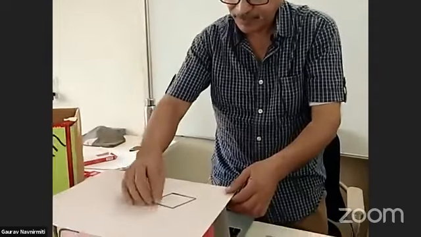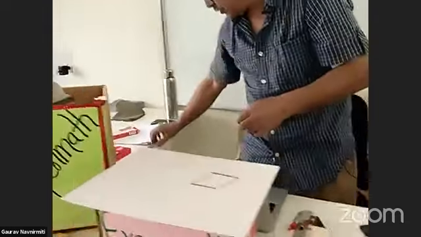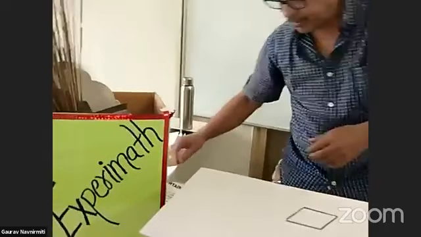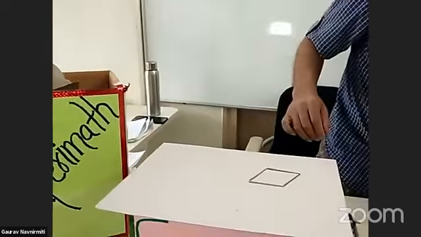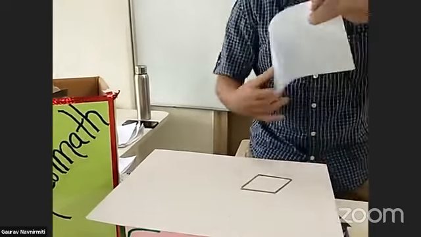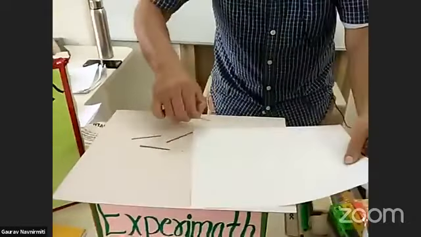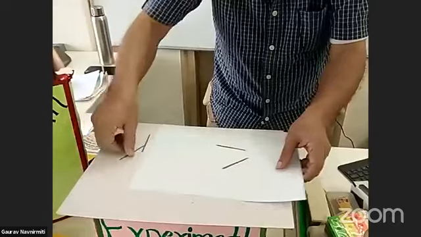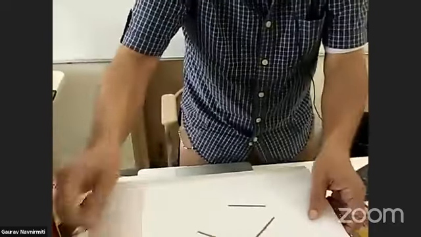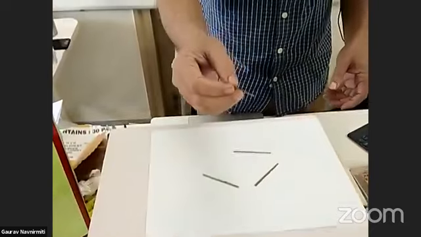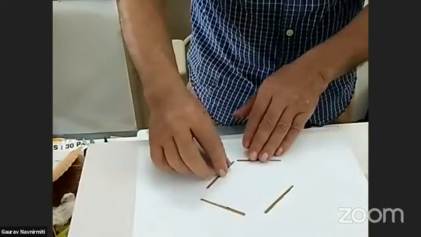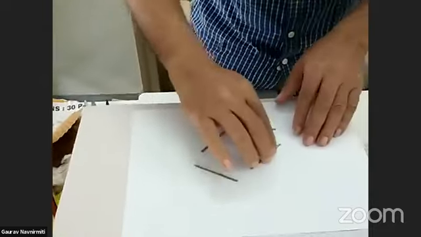Let's see how I do it, okay? Yes. So let me first make a rhombus here. Again, I'll keep a piece of paper. And all these sticks are of the same length. So when I put them together, I will get a rhombus.